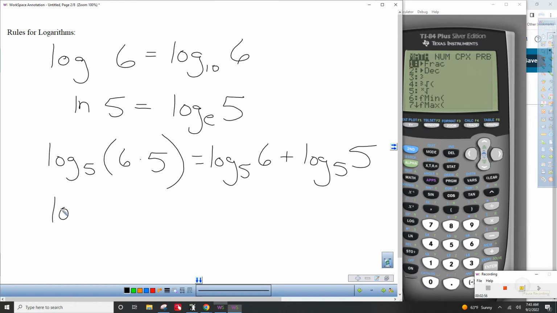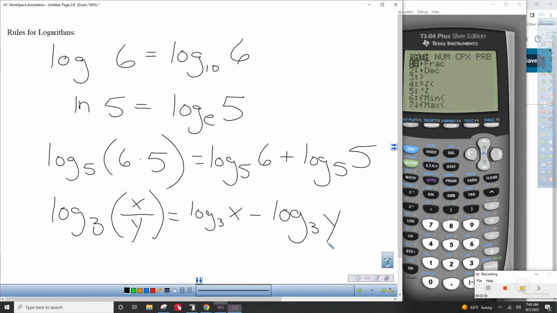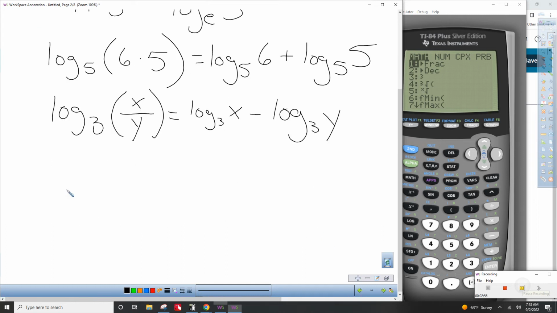Similarly, if you have log base 3 of, let's say, x divided by y, well, the division will turn into subtraction. So that's the log base 3 of x minus the log base 3 of y. Finally, if you have the log base 7 of x to the 7th, well, since multiplication turns into addition, then exponents turn into multiplication. I'll just tell you, that would be the same thing as 7 times log base 7 of x, okay?